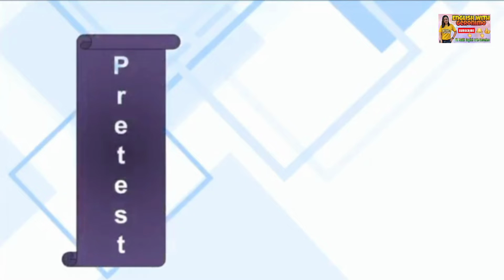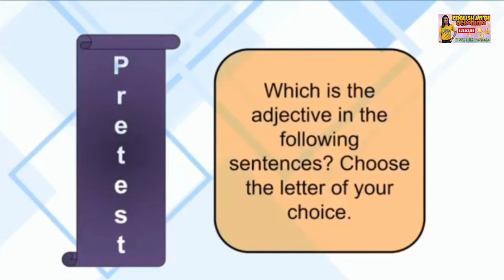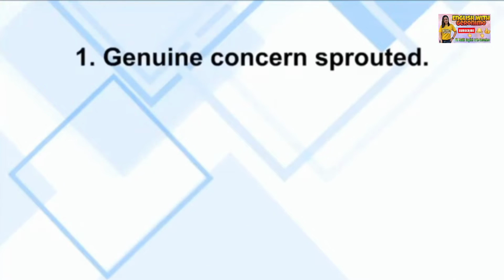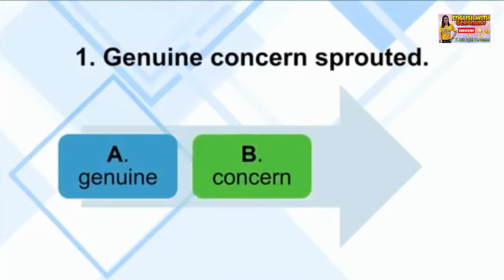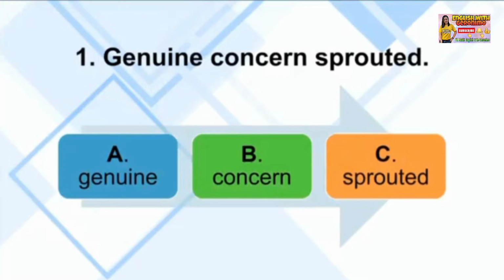Before discussing today's lesson, let us first check your knowledge about this. Try to answer this pre-test. Which is the adjective in the following sentences? Choose the letter of your choice. 1. Genuine concern sprouted. A. Genuine, B. Concerned, C. Sprouted. The correct answer is A. Genuine.